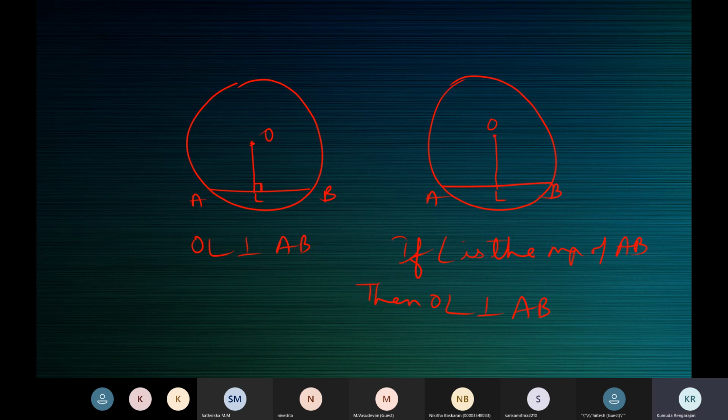If OL is perpendicular to AB, then L is the midpoint of AB. If L is the midpoint of AB, then OL is perpendicular to AB. So the statement for this one is: if a line from the center to the chord bisects the chord, then the line is perpendicular to the chord.